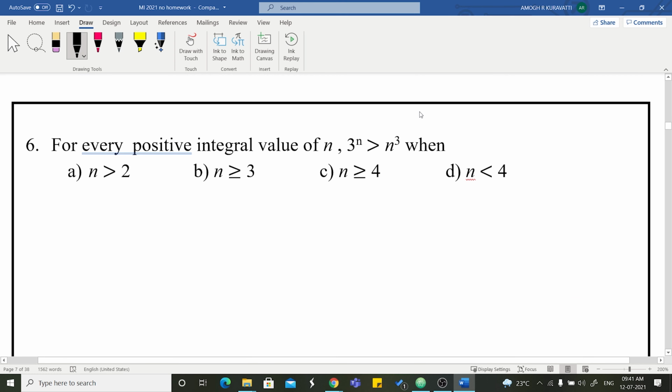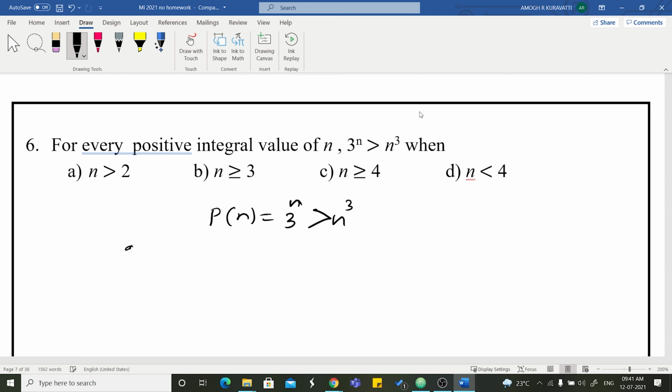Next question. For every positive integer, integral value of n, meaning integer n, such that 3 power n more than n cube, when possible, option A n more than 2, option B n more than or equal to 3, option C n more than or equal to 4, option D n less than 4. See which one comes. Take one by one option.